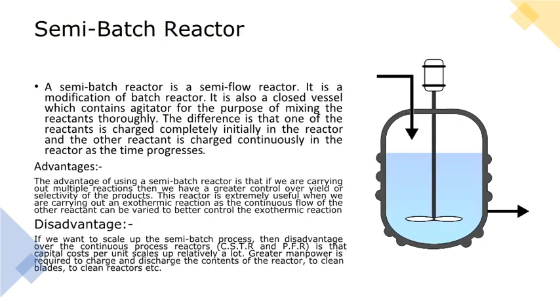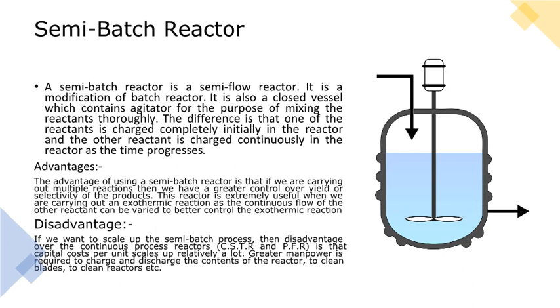And the last one is semi-batch reactor. As its name indicates, a semi-batch reactor is a semi-flow reactor. It is a modification of the batch reactor. It is also a closed vessel which contains an agitator for the purpose of mixing the reactants thoroughly. And the difference is that one of the reactants is charged completely initially in the reactor, and the other reactant is charged continuously in the reactor as time progresses.